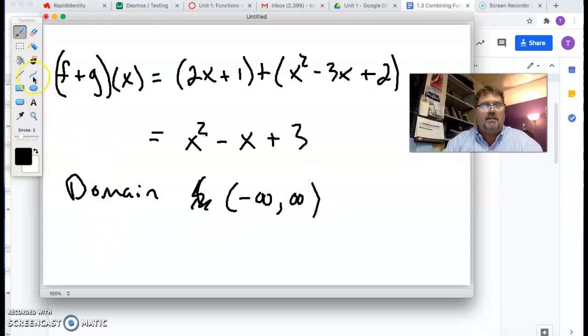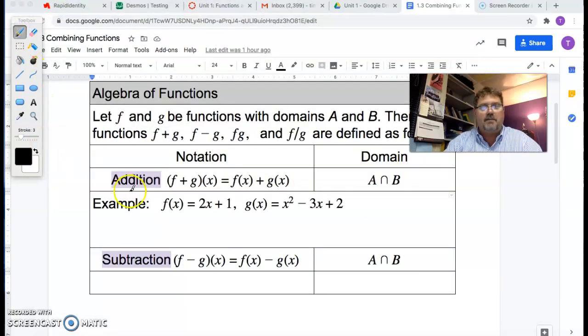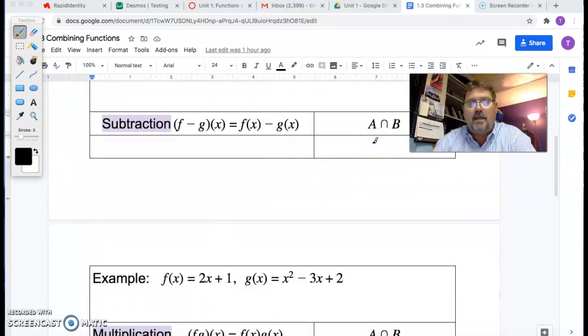Like I said, I'll update the notes after this video, so we don't have to spend so much time. All right, the next one is subtraction. Again, it's the intersection of their domains. Their domains are the intersection of A and B. The operation is the same thing.